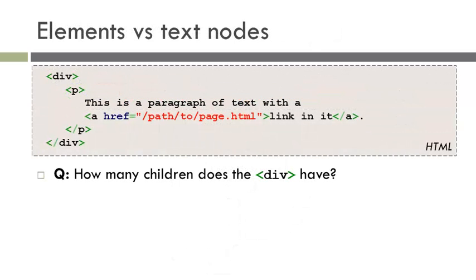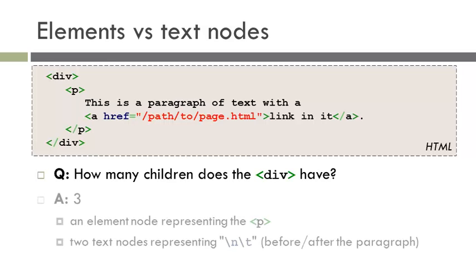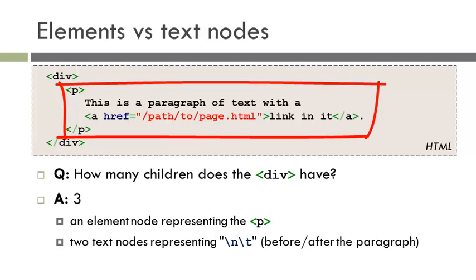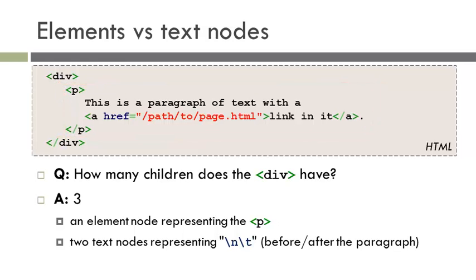Let's take a look at some examples in identifying child nodes and distinguishing between elements and text nodes. In this example here, how many children does the div have? The answer to this question is 3. The first obvious node is an element node representing the p tag. However, there are 2 additional nodes that we cannot see, but they represent the new line before and after the paragraph. This is because the div tag is a block element and it always contains space before and after it.